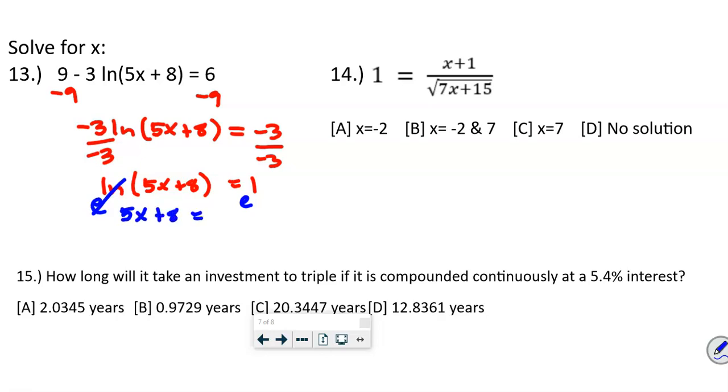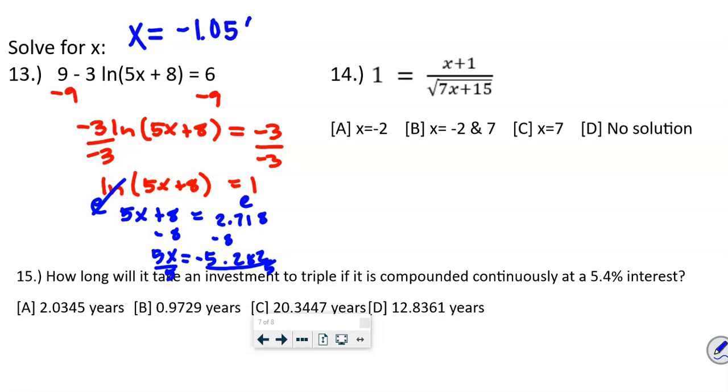E to the first, let's see if I can find that on my paper, y'all, is 2.718, okay? Then we're going to subtract 8 from both sides. So that's going to give us 5x is equal to negative 5.282. And then we're going to divide both sides by 5, okay? So when we divide both sides by 5, we get that x is equal to negative 1.056, okay?